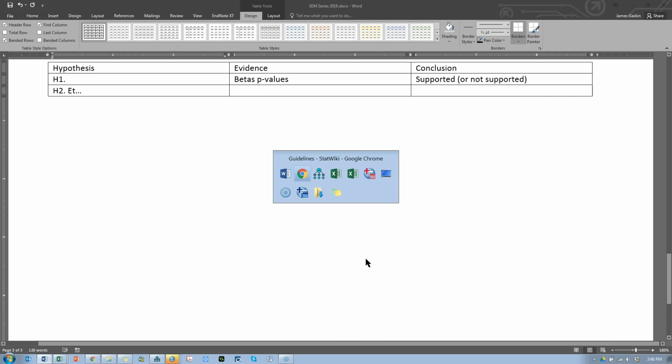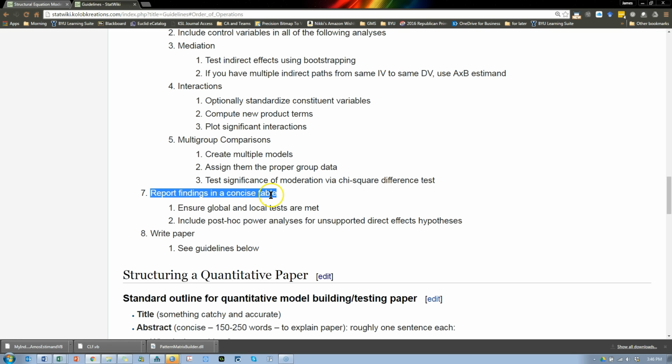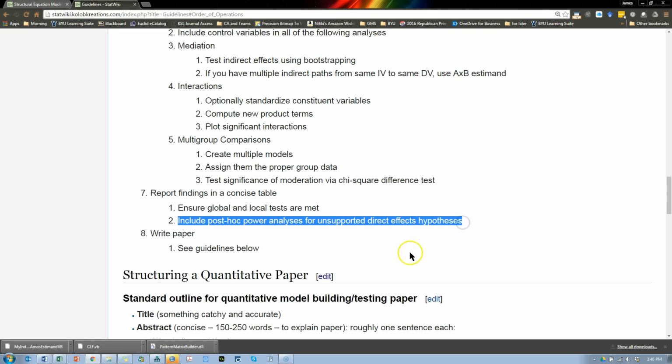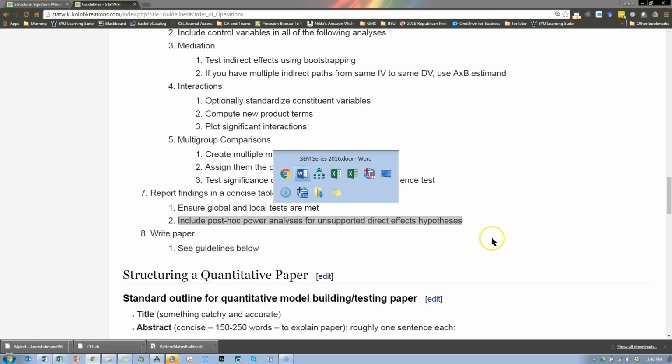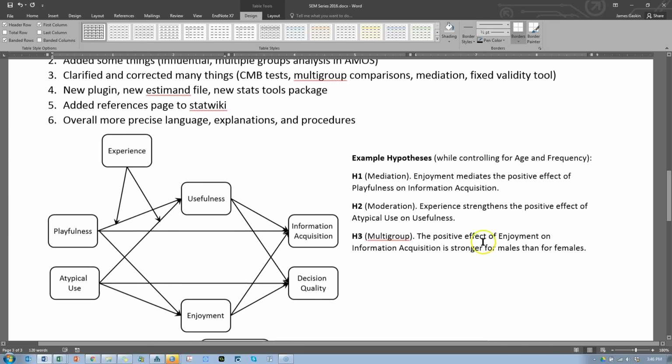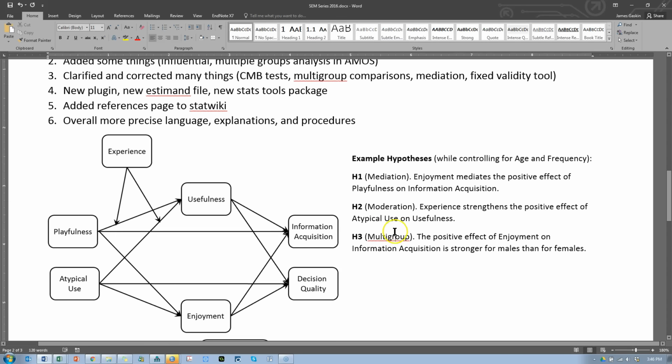The last thing you might want to do, like in your discussion section or still in your analysis section if you'd like, or even in your findings section, just somewhere in the back end, is you might want to include a post-hoc power analysis for any unsupported direct effects hypotheses. So in this model, we didn't actually theorize any direct effects. I just had mediation, moderation, and multigroup.